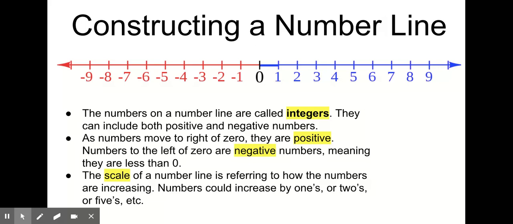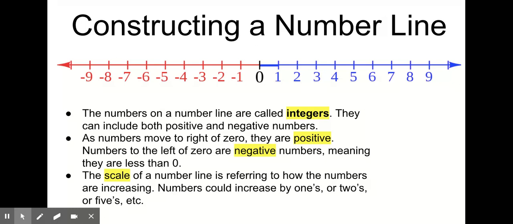Now, you're also going to hear us refer to the word scale, or you're going to see that word in the textbook as we go through the lessons. The scale is referring to the number line and how the numbers are increasing on your number line. In this case, the number line that you see in front of you on the screen is just increasing by a scale of 1. So it's going 1, 2, 3, 4, 5, 6, all the way up to 9, or going the opposite direction, -1, -2, -3. So it's just increasing by ones or decreasing by ones.